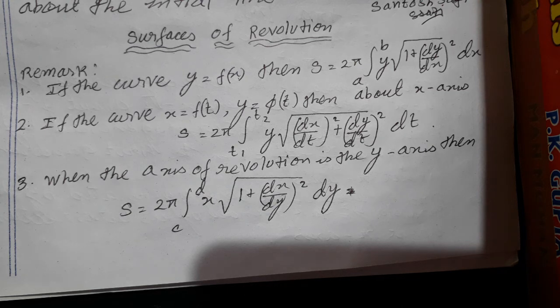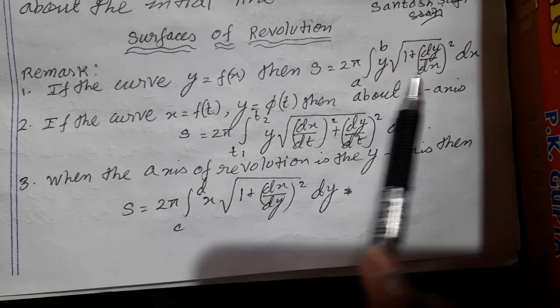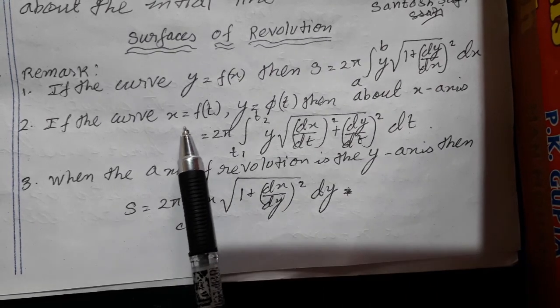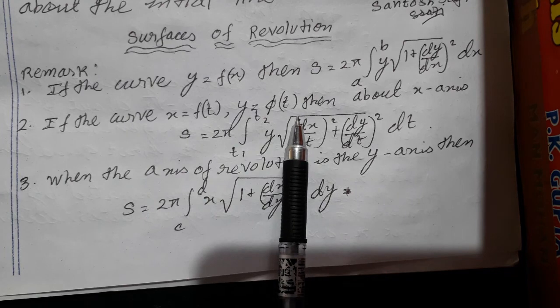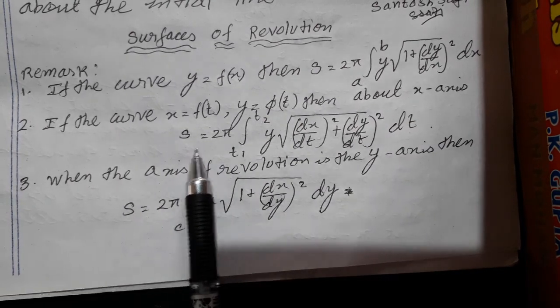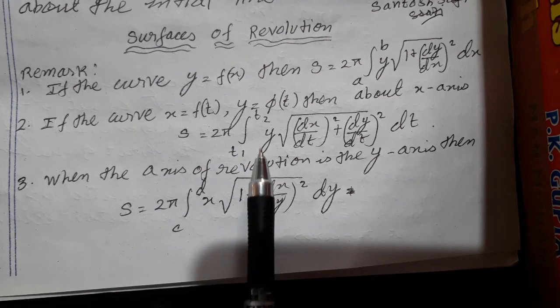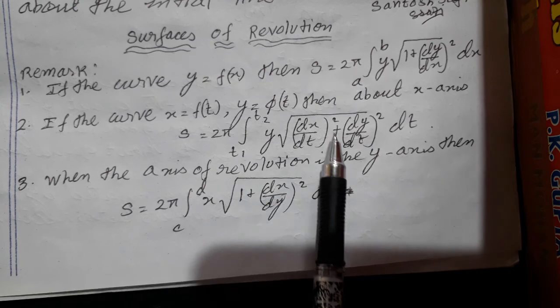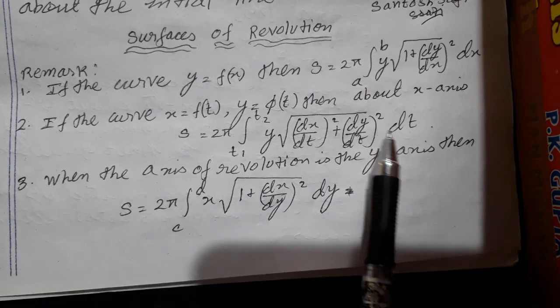Okay, so if the curve is given as y equal to f(x) and it is rotating about the x-axis, then the formula is given by this. Now if the equation is given in the parametric form and it is rotating about the x-axis, then the formula is s equal to 2 pi integration t1 to t2 y square root of (dx by dt)^2 plus (dy by dt)^2 dt.